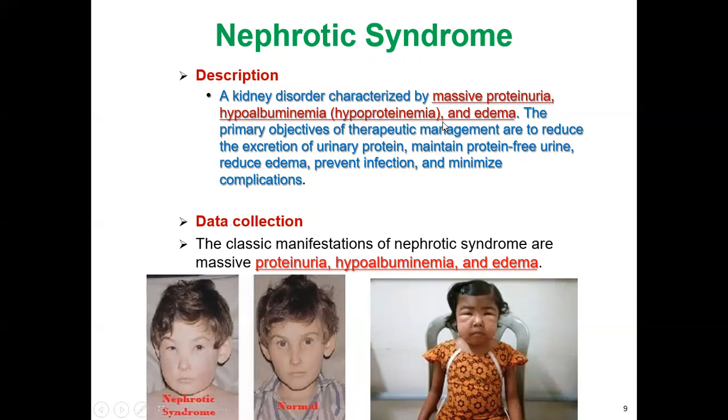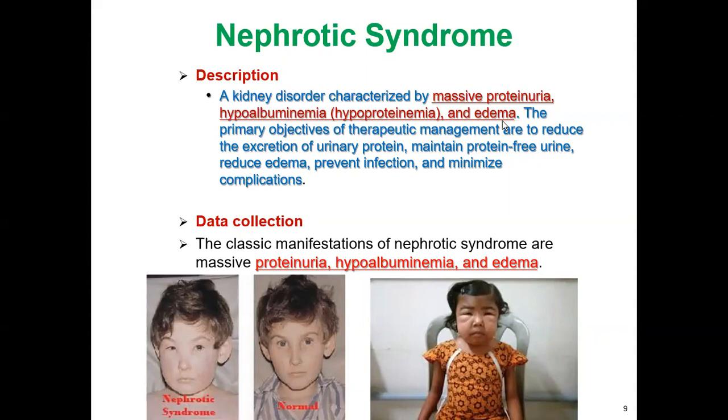Hypoproteinemia means less protein in the blood, less albumin in the blood. Albumin is one form of protein, particularly a small molecule of protein, made of amino acids. And when protein is lost from my body, oncotic pressure changes and edema develops.